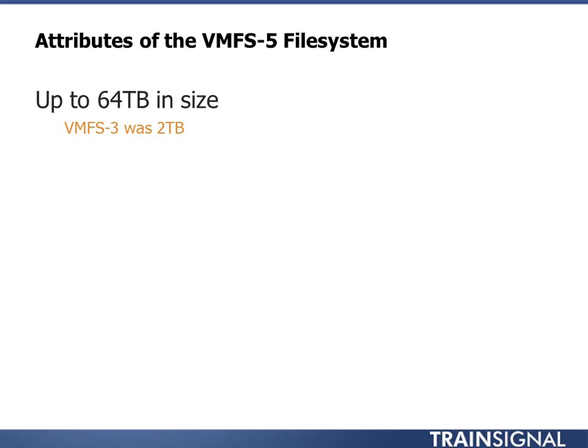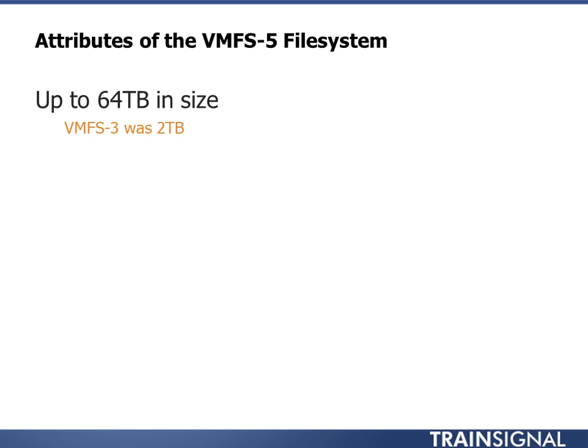VMFS5 file system. So this was introduced with vSphere 5, and in the blueprint it wants you to be able to name the differences. Every time I see something in a blueprint, I get to the point where I'm like, how are they going to quiz me on that? I don't know. The only thing I can think of is maybe they'll say create a file system that supports this, and it's probably going to be something in VMFS5 that VMFS3 couldn't do. So let's talk about it.